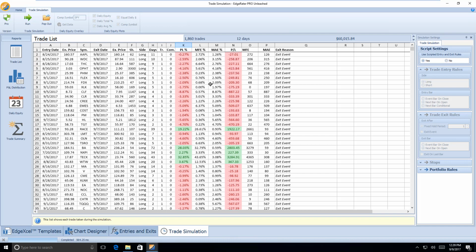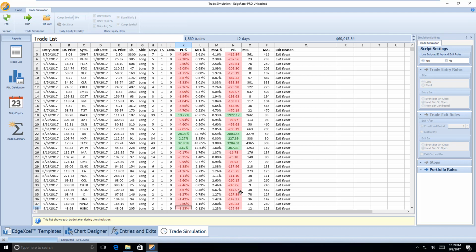But what we can also see is that even though the majority of these trades have been losing trades, if you add up all of the profit and losses in here all the way down for the week, it's still positive. And that's because the winning trades are these big winners. So let's take a look at some of these and find out why they exited.